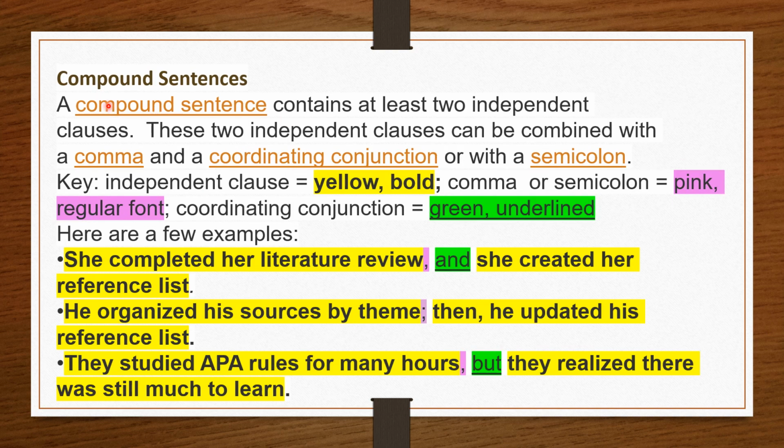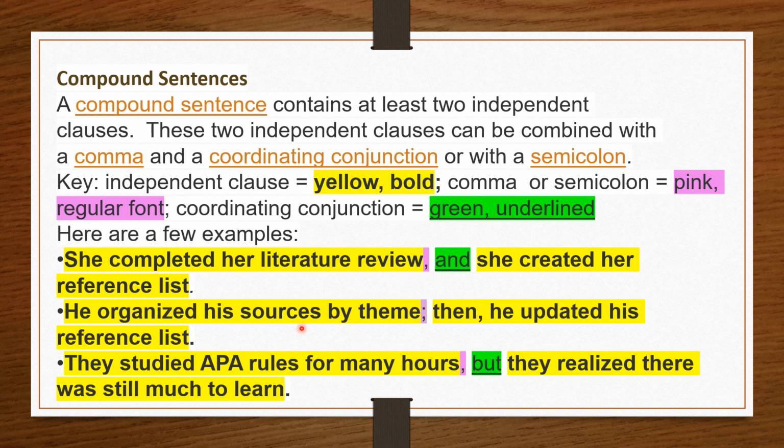Okay, what is a compound sentence? A compound sentence contains at least two independent clauses. These two independent clauses can be combined with a comma and a coordinating conjunction or with a semicolon. Okay, let's move to the examples. She completed her literature review, comma, and she created her reference list. Those are two independent clauses, and they are connected with a comma and a coordinating conjunction.